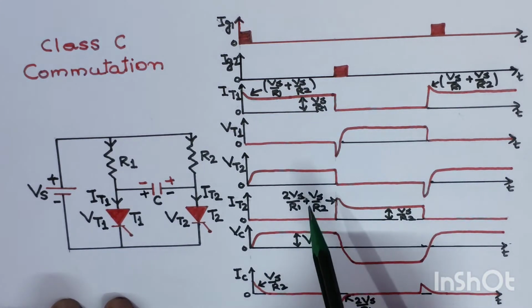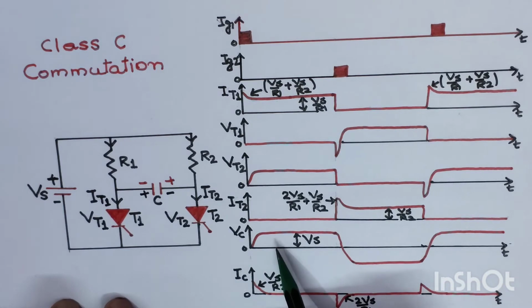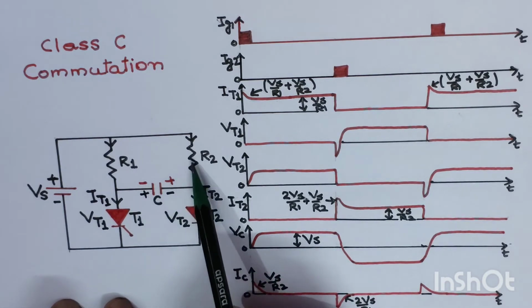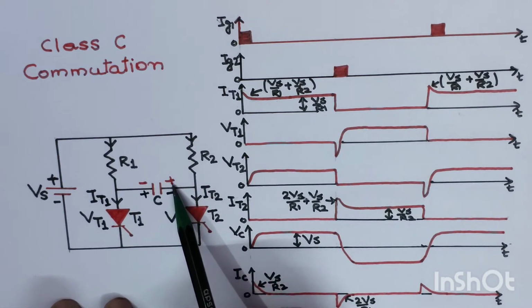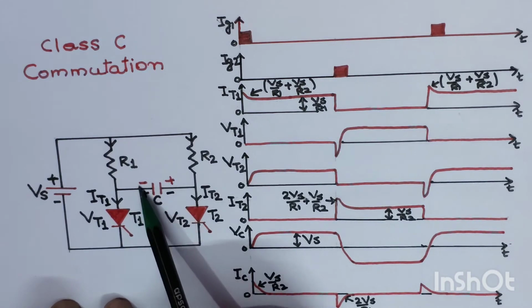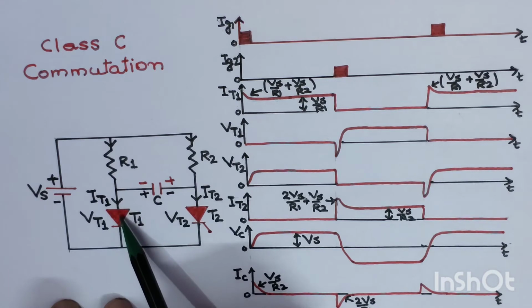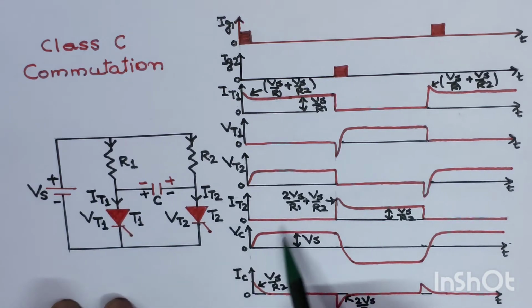And what will be the capacitor voltage? As we know, initially the capacitor is getting charged from right to left, that is, the right polarity is plus and the left polarity is negative. And since this capacitor is getting charged through thyristor T1, this is the voltage across the capacitor which is developed during this situation. This Vc is the voltage across the capacitor, which has been charged to a value of Vs.